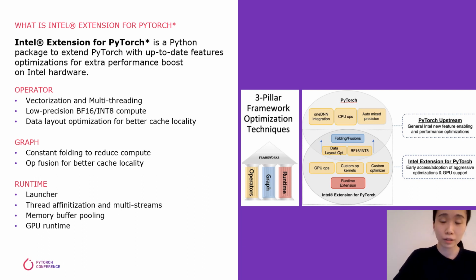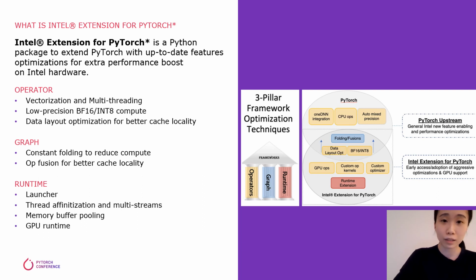They include operator, graph, and runtime performance optimizations. The operator level includes vectorization and parallelization to maximize the CPU efficiency, low precision data types including BFloat16 and Int8, and data layout optimization for better cache locality. The graph level includes graph optimization. While PyTorch by default runs in eager mode, TorchScript models can convert the topology into a graph to apply constant folding and operator fusion into the graph for reduced compute and better cache locality.